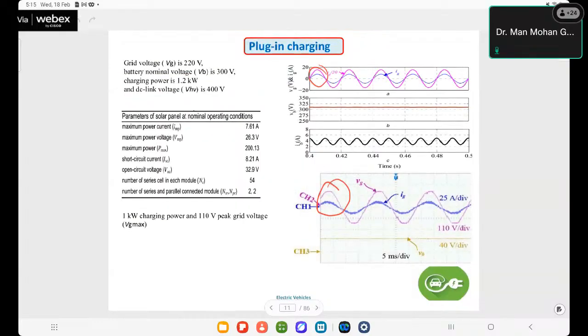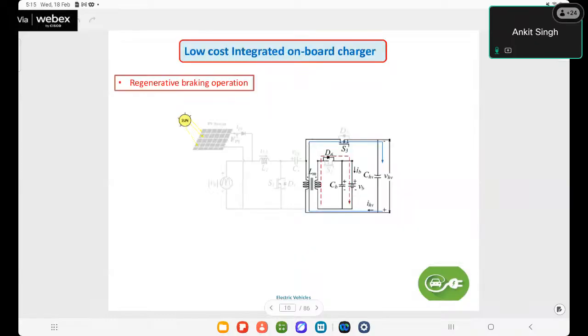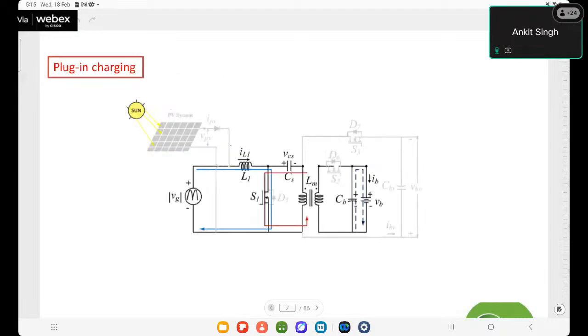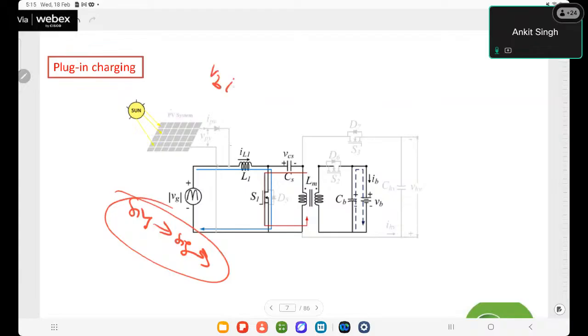Yes, you can see here in this particular converter operation when it is charging from the grid. Just wait. This is the single stage charging system, single phase, single stage charging. As we know, when we derived the power balance, V phase I phase cos theta equals V B I B, so the I B current has a function of cos 2 omega t.